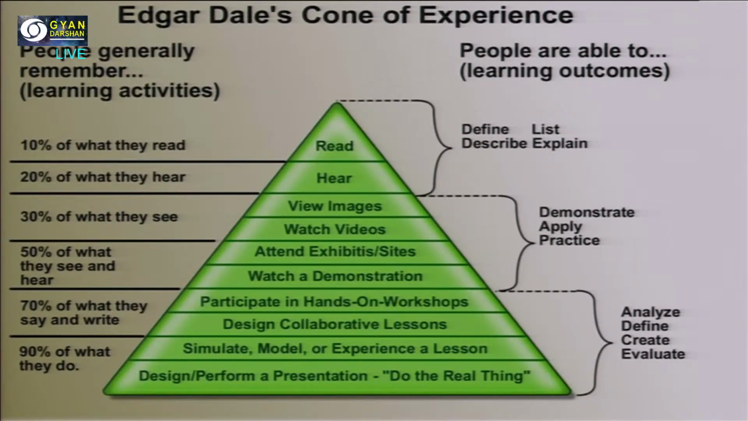At the same time, when we want to compare the retention of learning in Edgar Dale's cone of experience, we can see that learners retain 10% of what they read, 20% of what they hear, 30% of what they see, 50% of what they see and hear, 70% of what they say and write, and 90% of what they do. So this picture itself gives an understanding of how much a learner can retain.